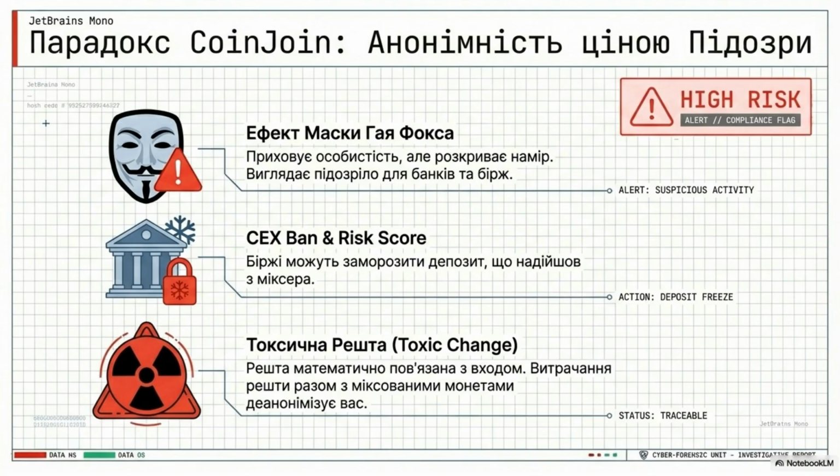The CoinJoin paradox is anonymity at the price of suspicion. The Guy Fawkes effect reveals intent, making transactions look suspicious to banks and exchanges. Centralized exchanges may freeze deposits from a mixer. Furthermore, toxic change is mathematically tied to the input. Spending it with mixed coins can de-anonymize you.